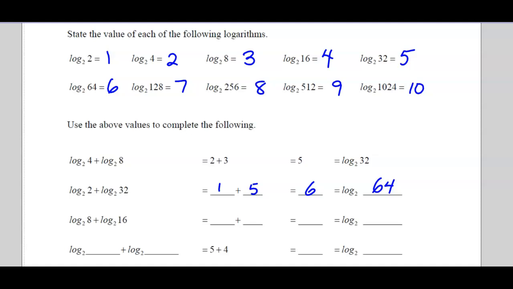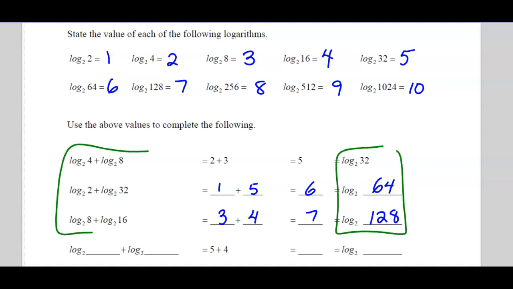Let's do one more and then let's look for some patterns. So log of 8 base 2, that's 3. Log of 16 base 2 is 4. 2 plus 4 is 7. Log of what gives you 7? 128.